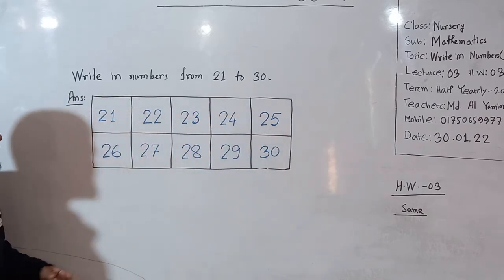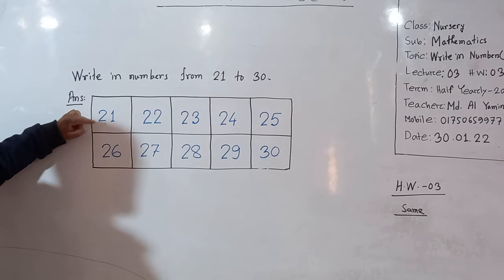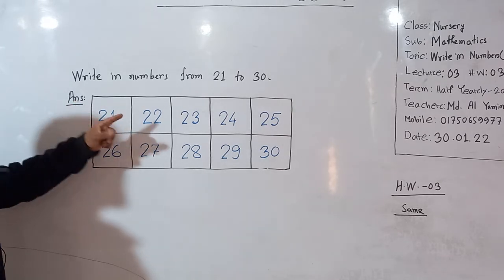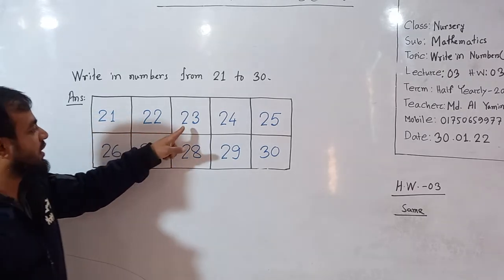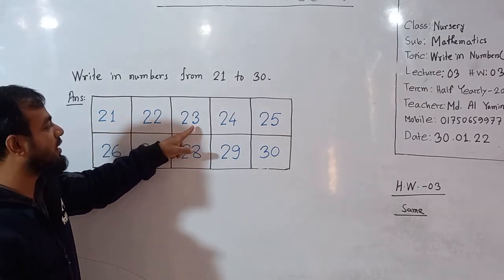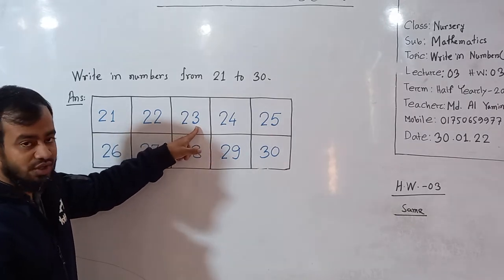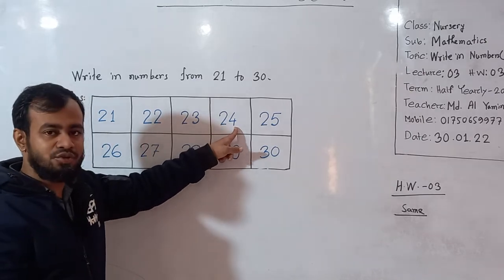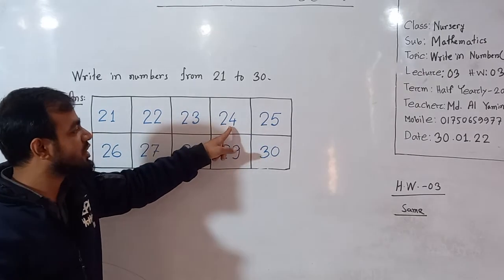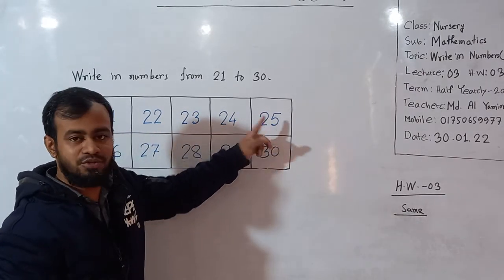Now I am going to repeat all the numbers. The first number is 21. 2 and a 1 makes the number 21. Then 2 and a 2 makes the number 22. After that, 2 and a 3 makes the number 23. After that we have 24. 2 and a 4 makes the number 24. The next number after 24 is 25, which is 2 and a 5.